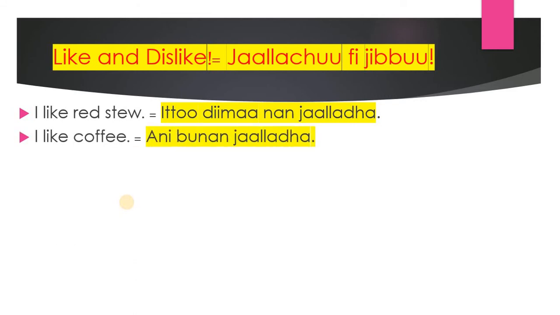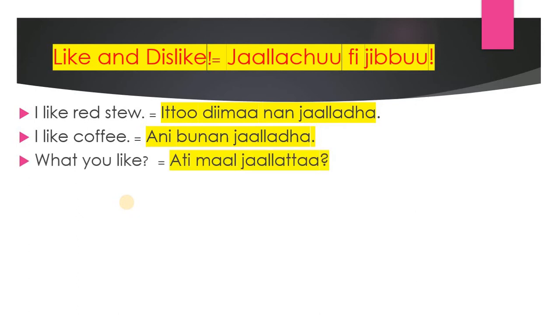I like coffee, bunan jalladha. So the difference between the two here: nan jalladha, bunan jalladha. I didn't say ani todima jalladha. I say todima nan jalladha. In general, I love todima, but I like coffee, bunan jalladha. It means now you are ordering coffee, so I want to drink coffee this time. Ani bunan jalladha, ani shayin jalladha. Okay, that's how we say.